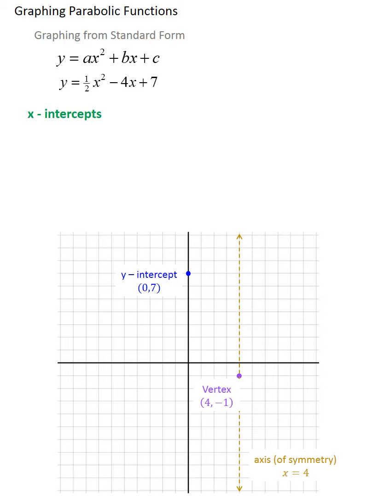And for the last key feature, let's look at the x-intercepts. X-intercepts, again, are always found by substituting y equals 0. Here I've put 0 into the original problem for y, and now I've got to solve this equation to find my x-intercepts. Well, in order to solve this equation, I could use the quadratic formula with the current a, b, and c values of 1/2, -4, and 7.